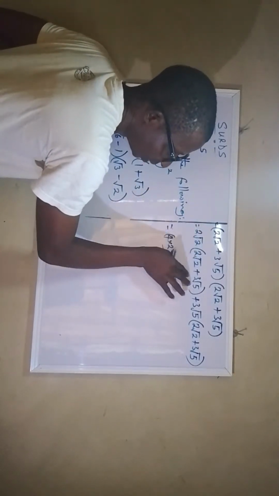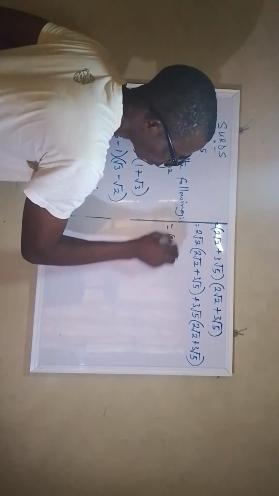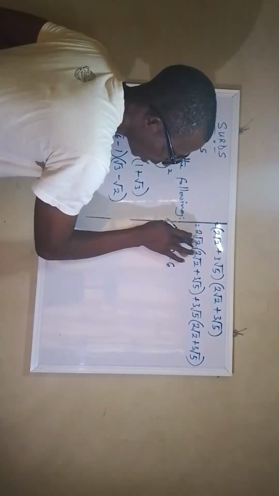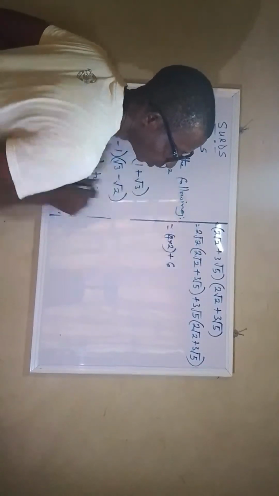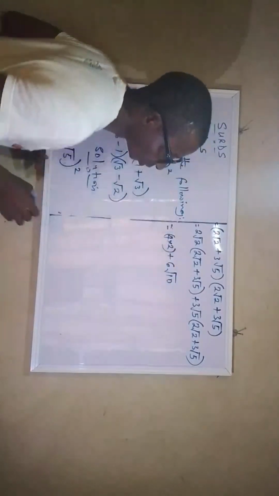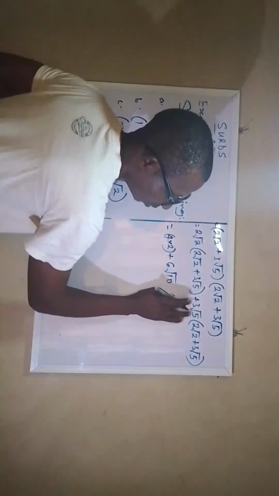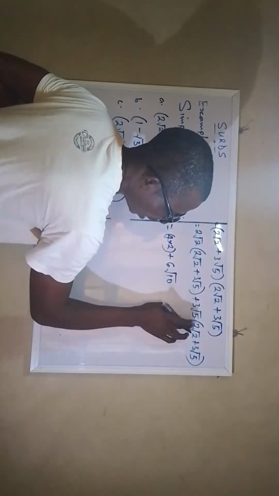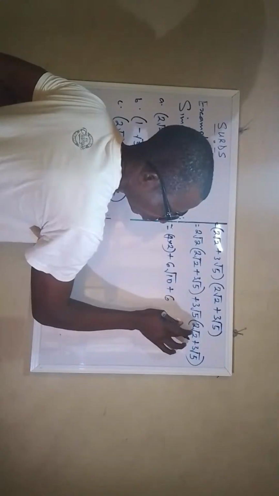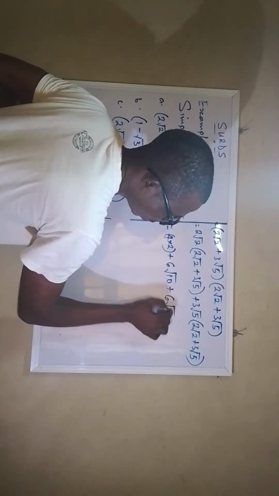Use this to multiply this again. Plus 2 times 3, 6. Square root of 2 times square root of 5. That's going to give you square root of 10. Now, you move here now. This times this. So 3 times 2. That's plus 6. Square root of 5 times square root of 2. That's square root of 10.